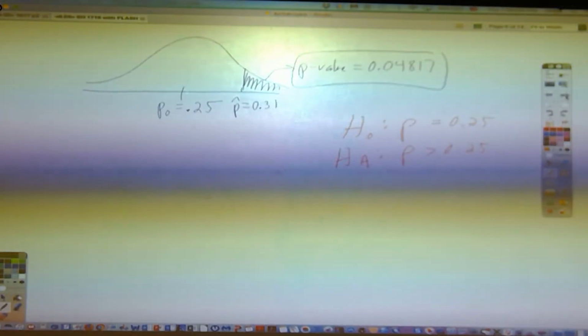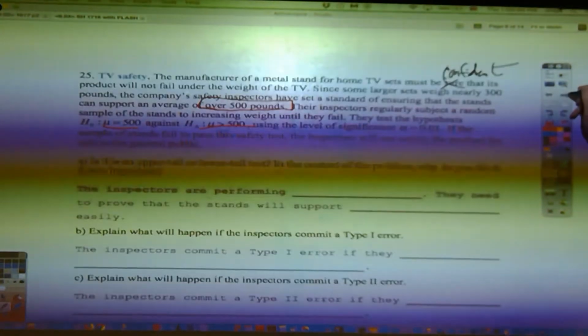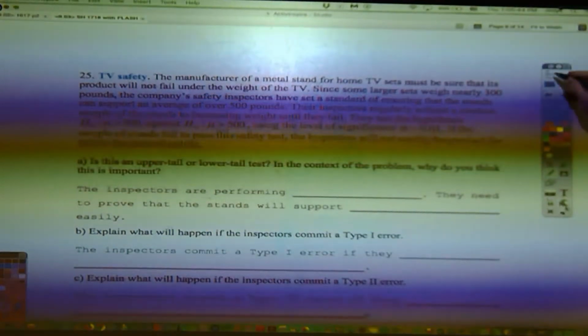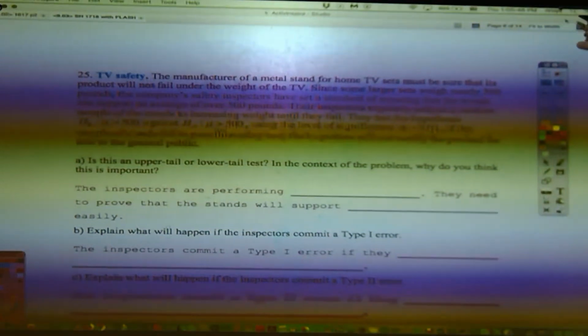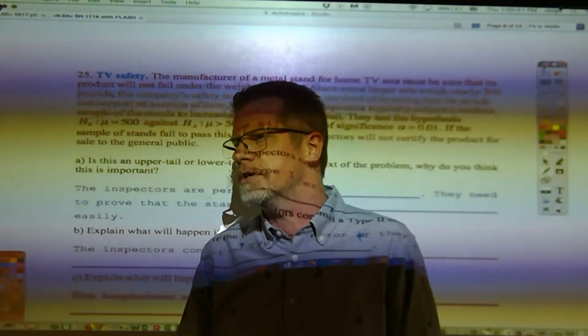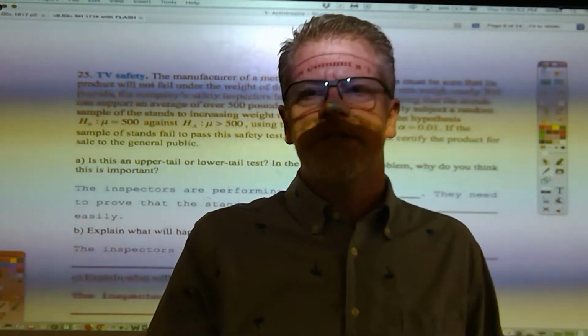Let's go to our main problem here. It's TV safety. Pretty important problem. Sometimes back in the old days, like 10, 15 years ago, TVs were really heavy. People would buy furniture, call it a TV stand, put the TV on.